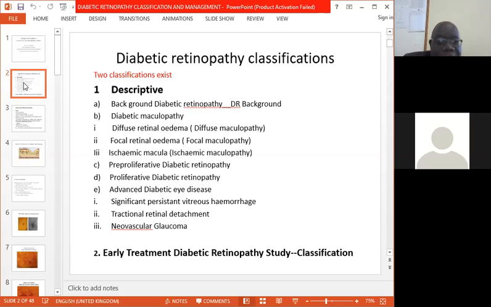Then lastly, you have the advanced diabetic eye disease, where more and more complications are occurring on the retina. For example, you can have significant persistent vitreous hemorrhage, tractional retinal detachment, or formation of new vessels all over the retina. This is the Early Treatment Diabetic Retinopathy Study classification, which we'll look at later properly.